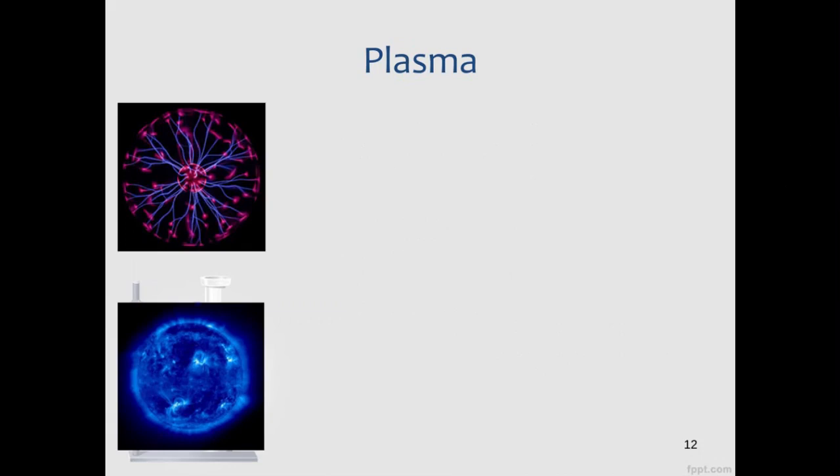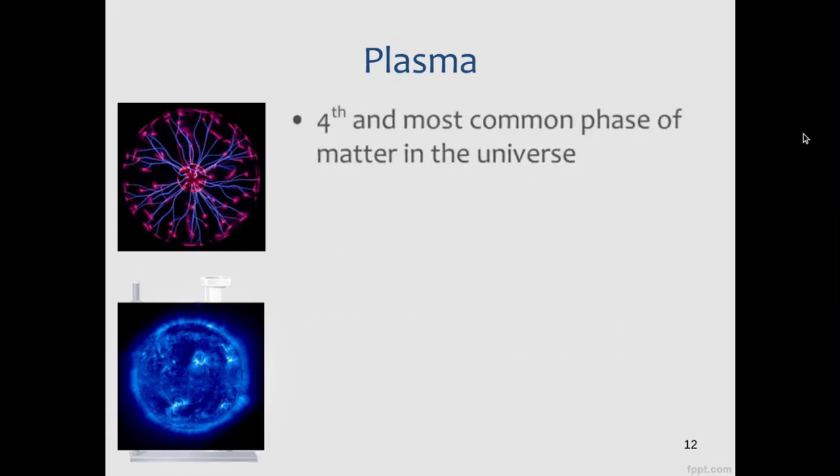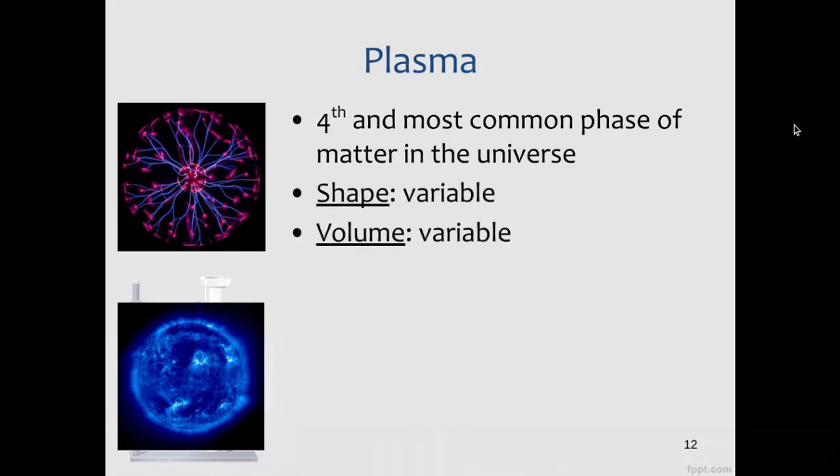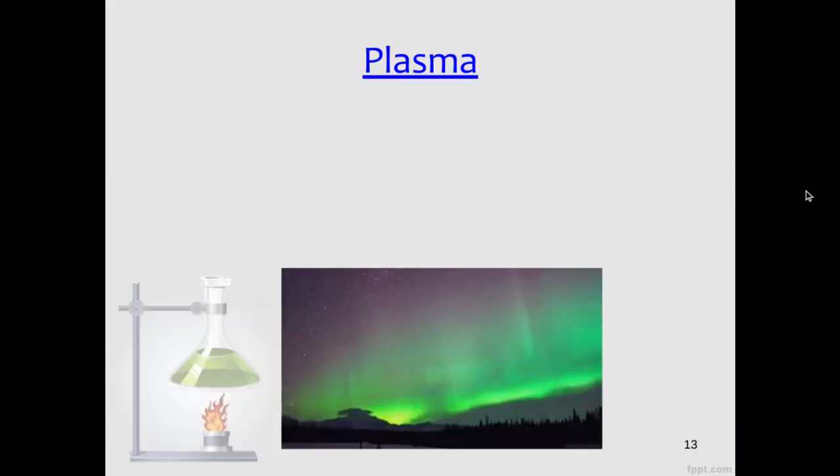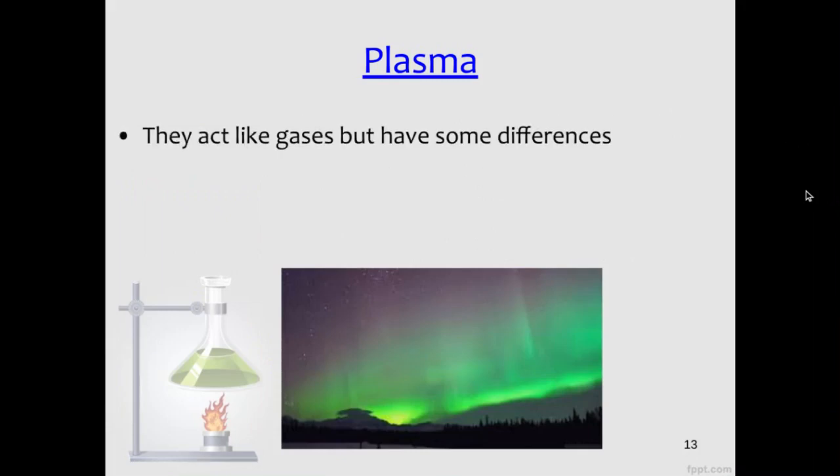Next, we have plasma. This one might be a new one. It is the fourth and most common phase of matter in the universe. Its shape is variable, its volume is variable, and its energy is the highest. It sounds a lot like a gas already. The particles are electrically charged, and it is affected by magnetic fields. So plasma is found in the atmosphere, it's found in space, but it's also found in places here on Earth.